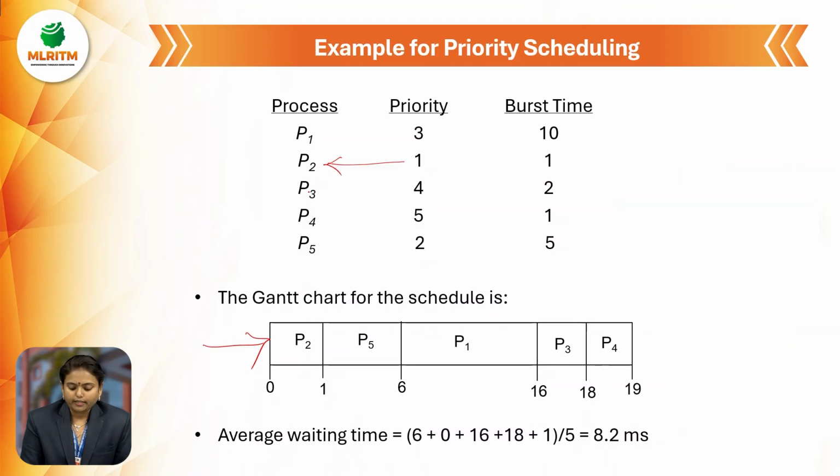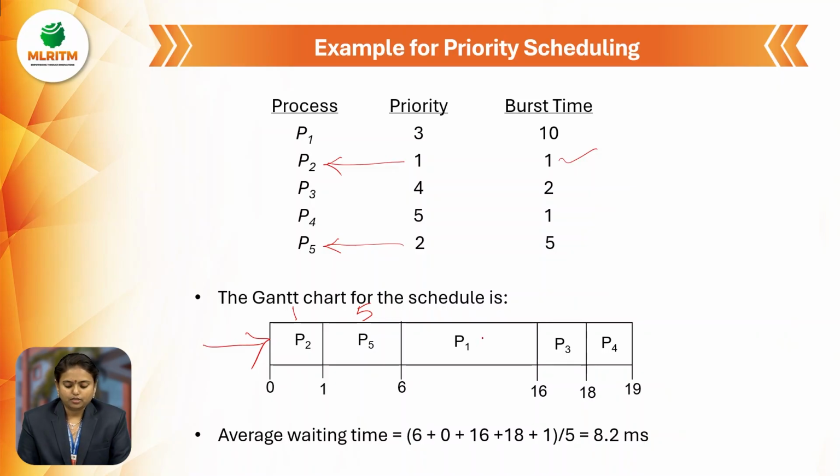What is the burst time of P2? 1. The next priority is 2, so P5 will enter into the CPU. P5 has priority 2, so based on that priority, P5 will enter into the CPU. What is the burst time? 5. 1 plus 5, 6. 6 is the waiting time of the next process.